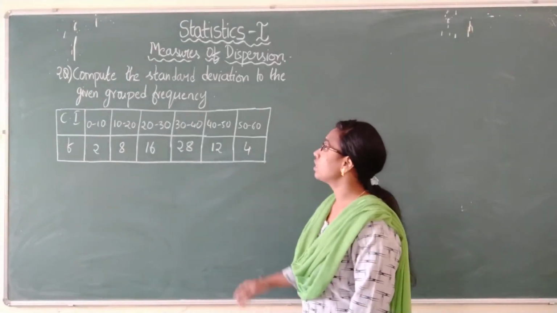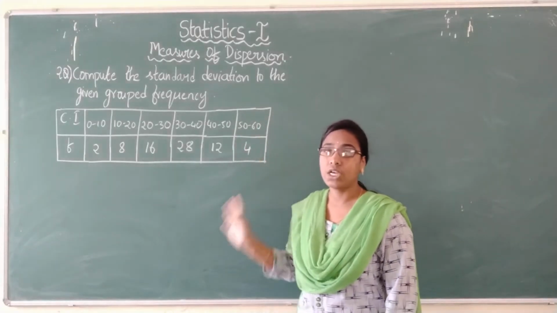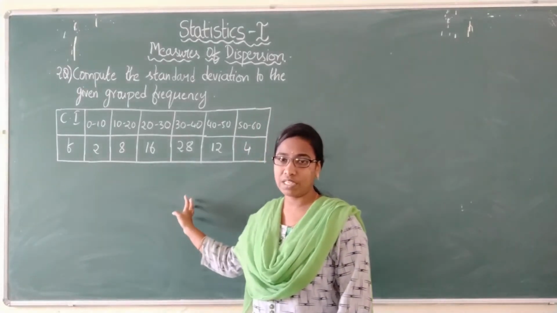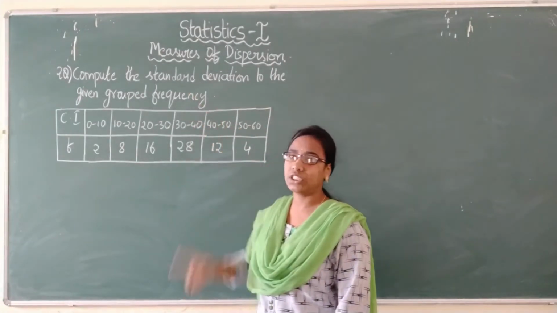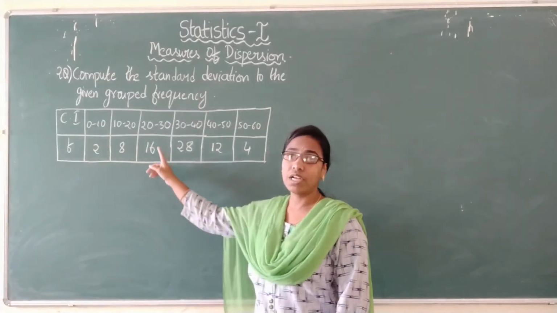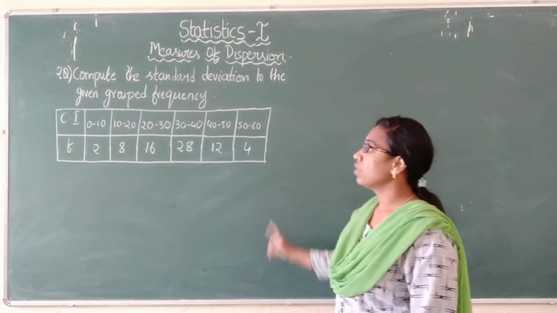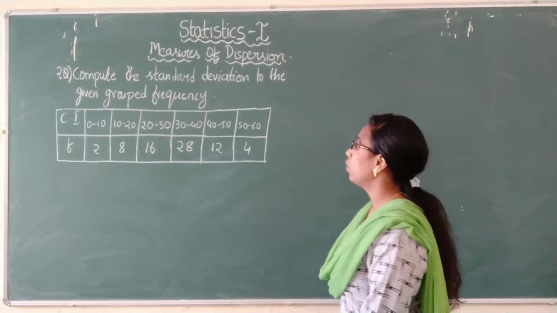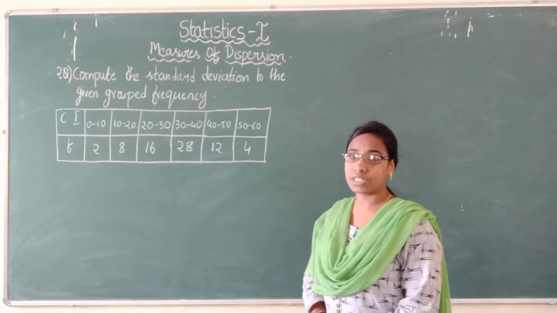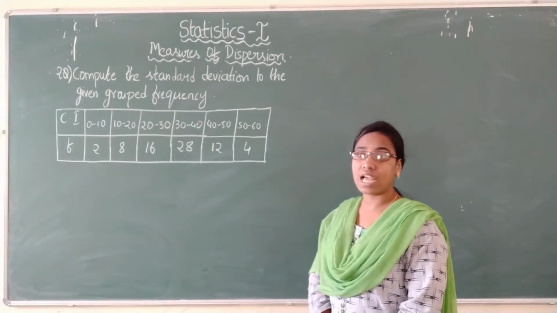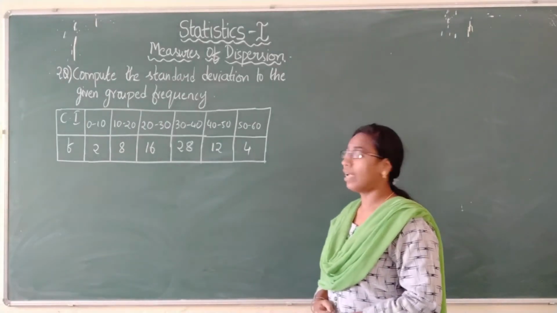The second question is: compute the standard deviation for the given grouped frequency. Here a grouped frequency table is given. For this data we need to calculate the standard deviation. The class intervals are from 0 to 10, 10 to 20, 20 to 30, 30 to 40, 40 to 50 and the last 50 to 60. The corresponding frequencies are given as 2, 8, 16, 28, 12 and 4.